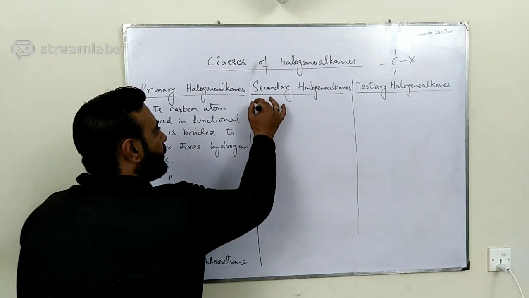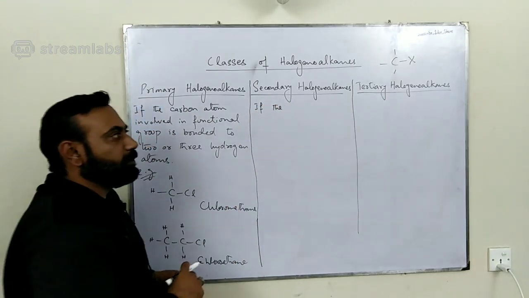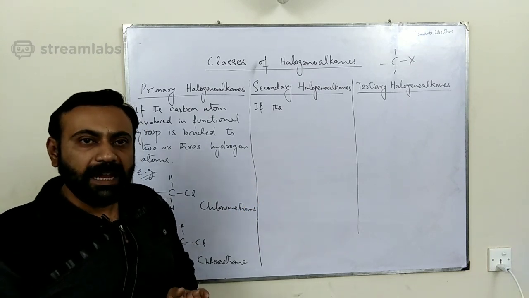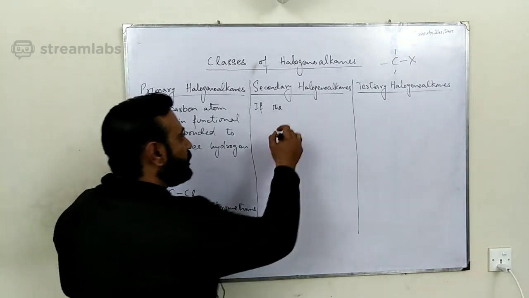But if the carbon atom involved in the functional group is bonded to only 1 hydrogen atom, in that case the halogenoalkane is considered to be a secondary halogenoalkane.